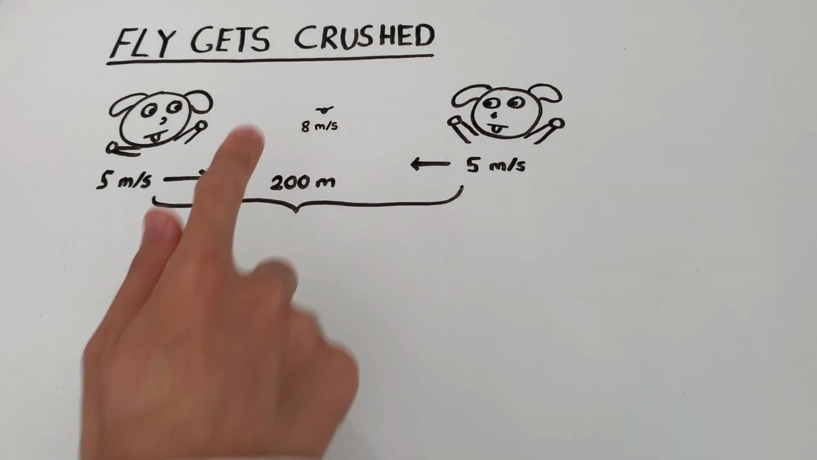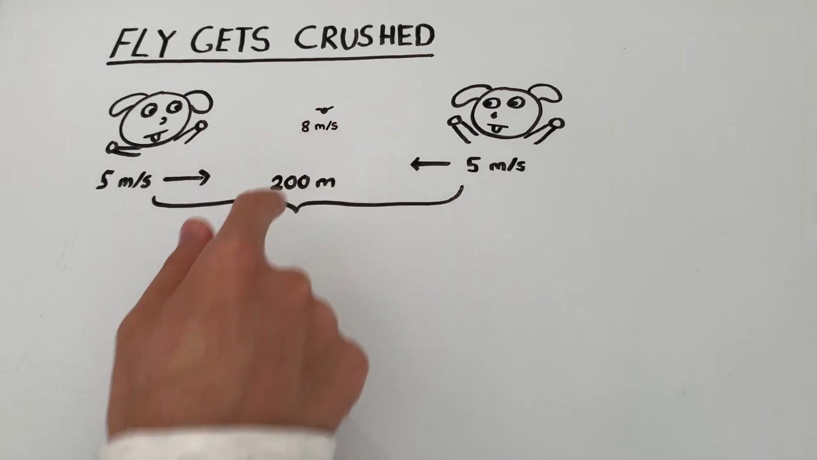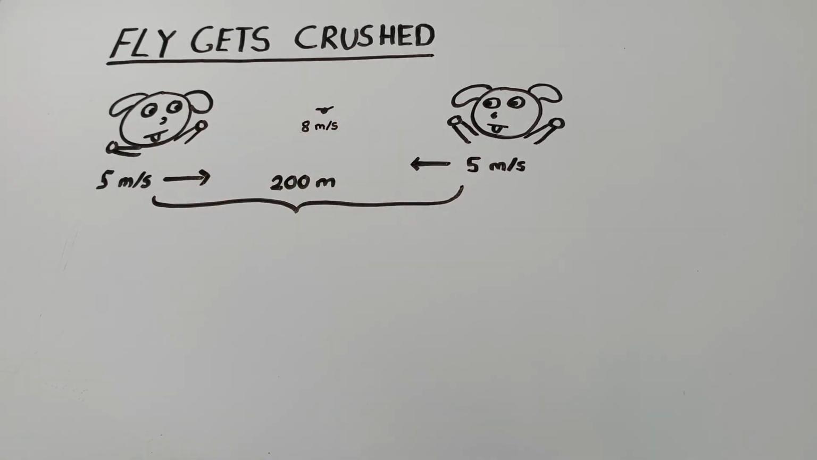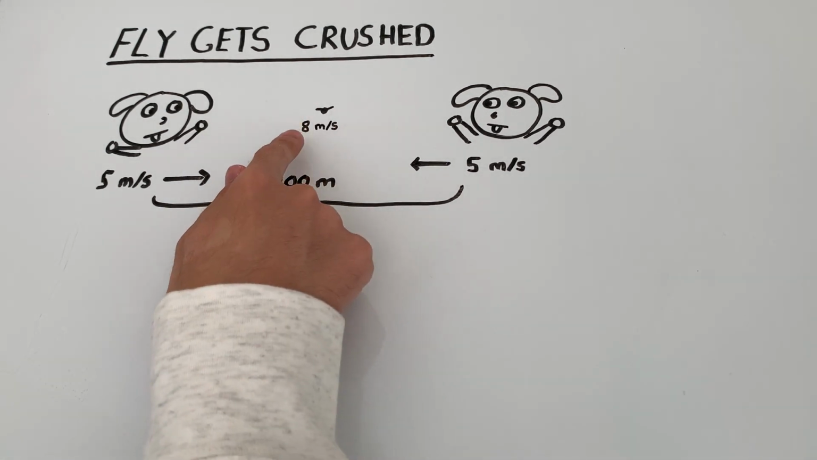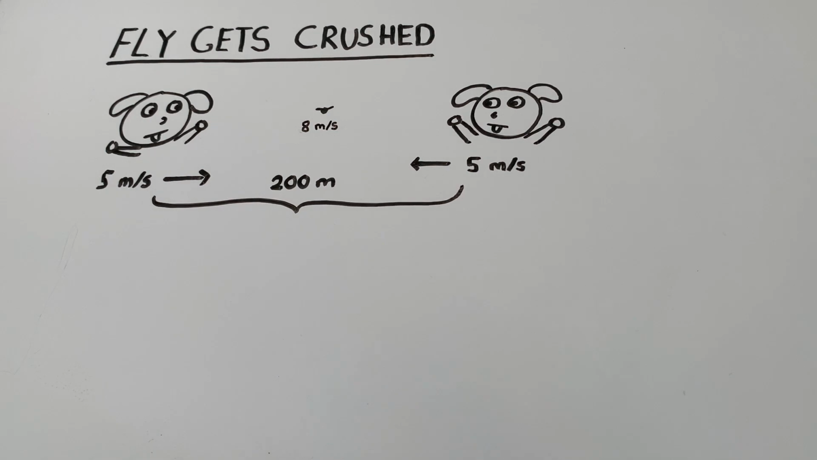Now we're given the rate at which the fly is flying, 8 meters per second. So if we can find out the amount of time that the fly flew for, then we can get the total distance, because the total distance will just be the rate at which the fly is flying times the amount of time it spends flying. So is there a way to find out what this time is?